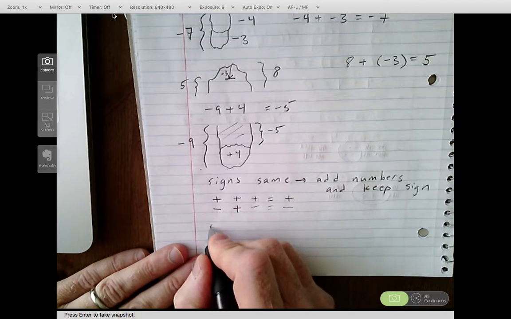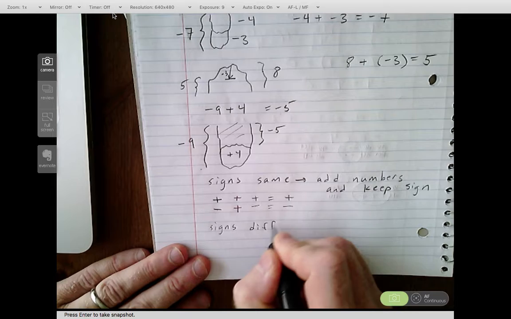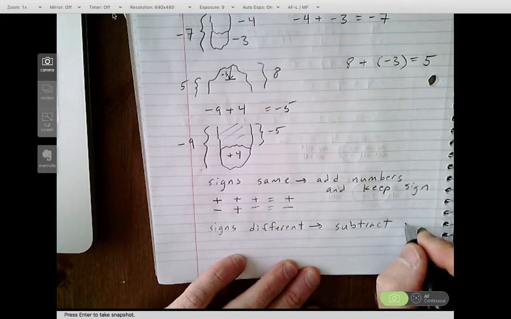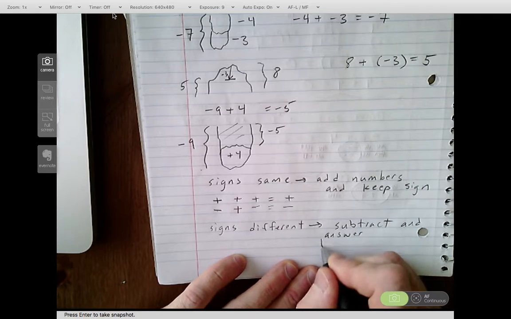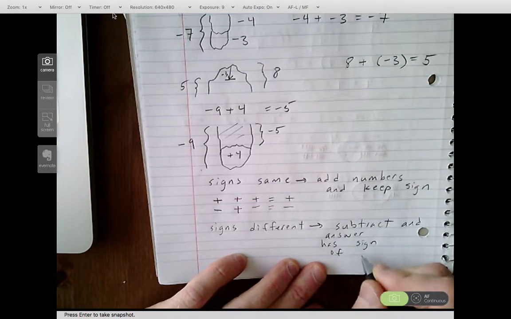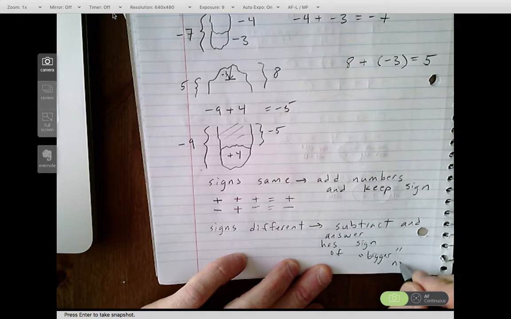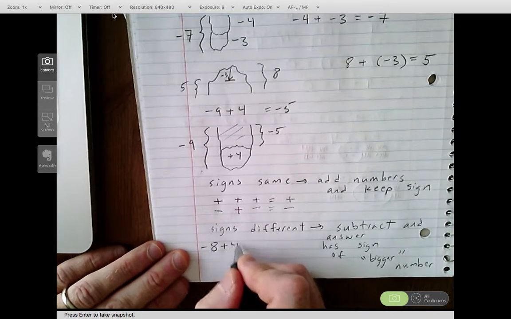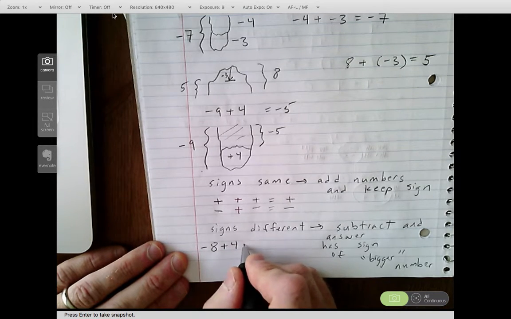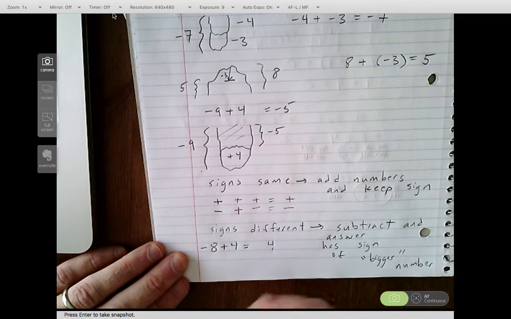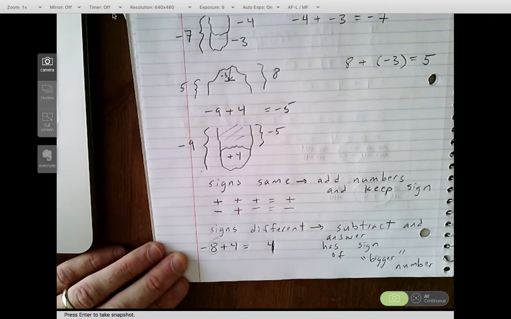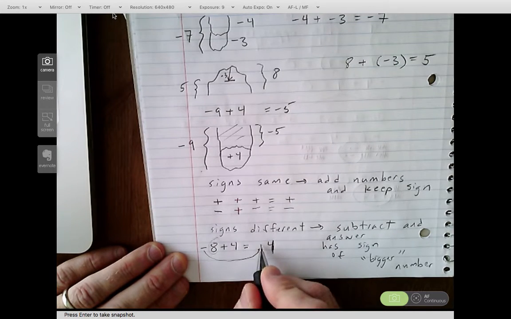Again, the tricky part is when you have different signs. And there you have to subtract, and your answer has the sign of the bigger number. Okay? So negative 8 plus 4. Okay, we got different signs, so we need to subtract. 8 take away 4 is 4. And the bigger number here, if we look at the bigger numbers, this 8, the 8 is a negative. And so our answer has to be negative also, because the 8's the bigger number, so our answer is negative 4.